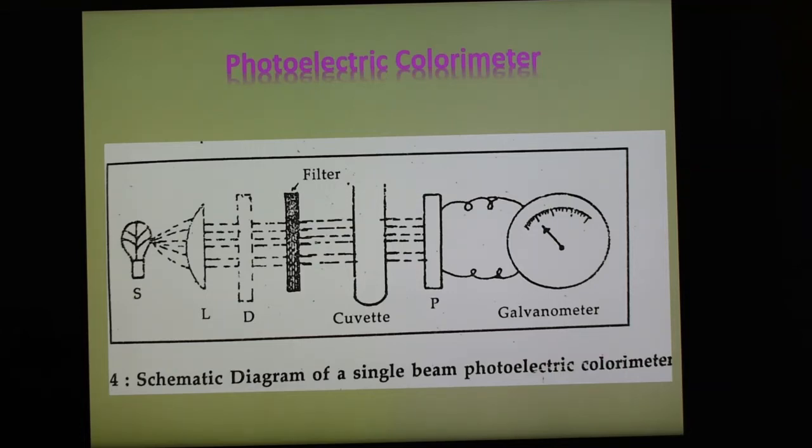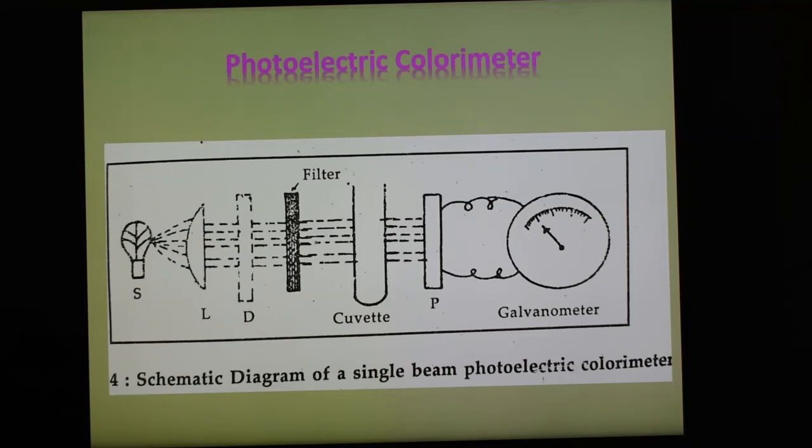In this detector there is a photosensitive material. When light falls on it, electrons are ejected and some current is generated; this current can be amplified and measured. The intensity of the light falling on the detector can also be determined from the magnitude of current produced. So this is the block diagram of this photoelectric colorimeter, and the last component is the measuring device.